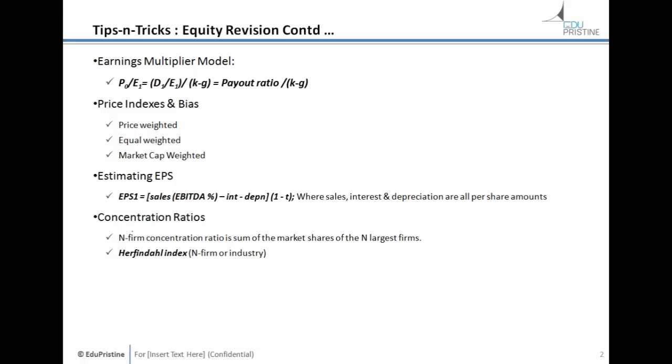So this is nothing but the earnings multiplier model, where I'm trying to say that if I've got infinite dividends, then price to earnings will be nothing but (1 minus retention ratio) upon (k minus g), and g can be further written as retention ratio times ROE.